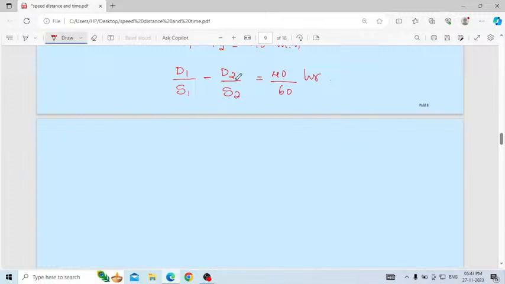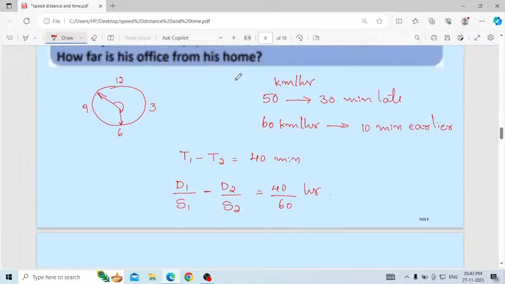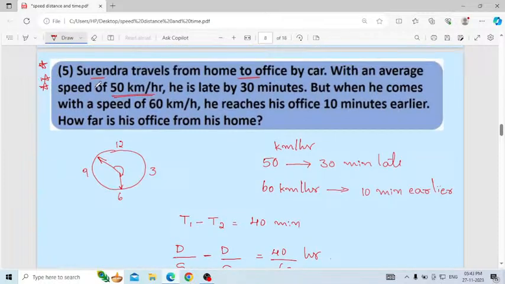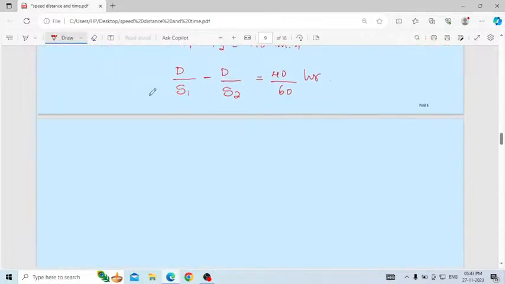Then the first one, the distance will be the same, so we can consider it as D. Here the distance will be the same, therefore I will consider only D. Distance will be the same, only he will change the speed. Read the question carefully. Surendra travels from home to office by car with an average speed. One speed is 50 kilometers, another one is 60 kilometers, but this distance will be the same. Consider D. First one is 50 kilometers per hour, another one with the same distance is 60 kilometers per hour. The difference will be 40 divided by 60.